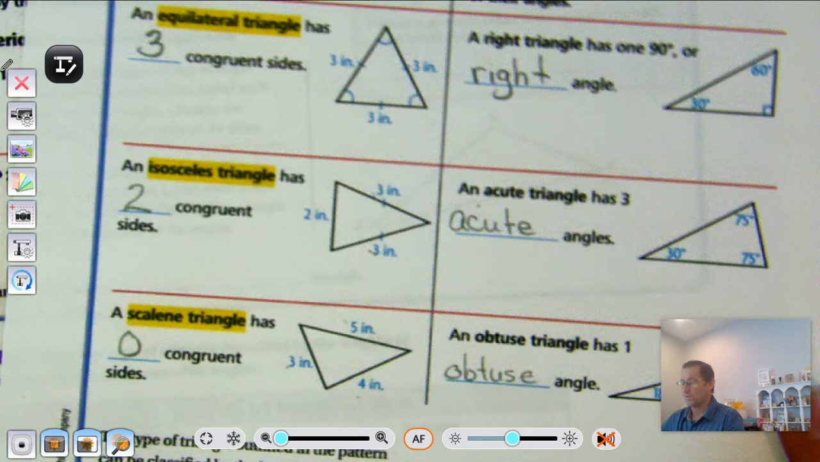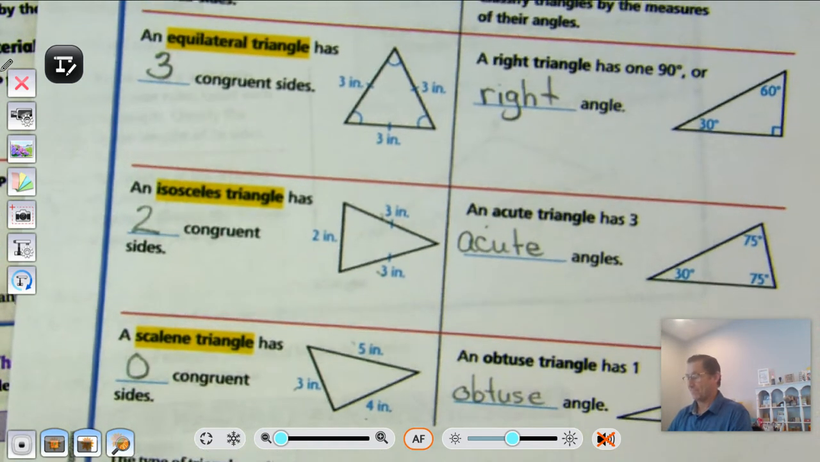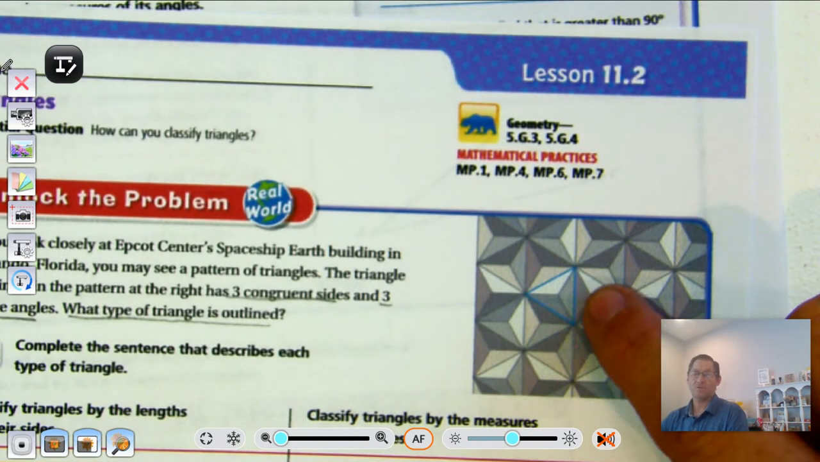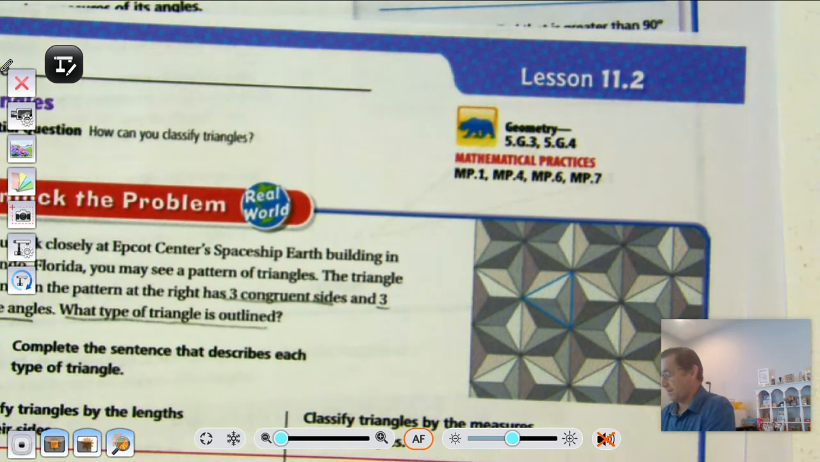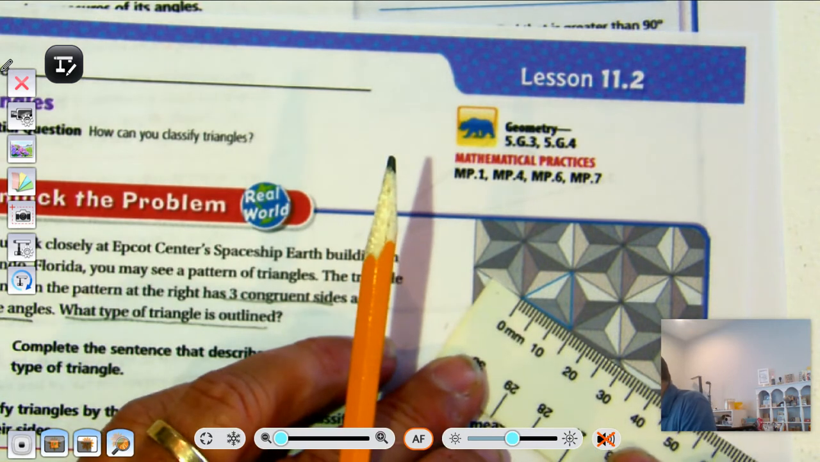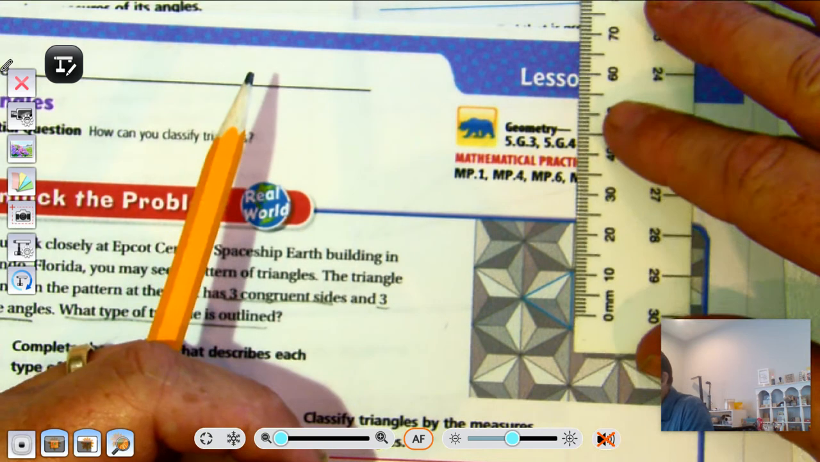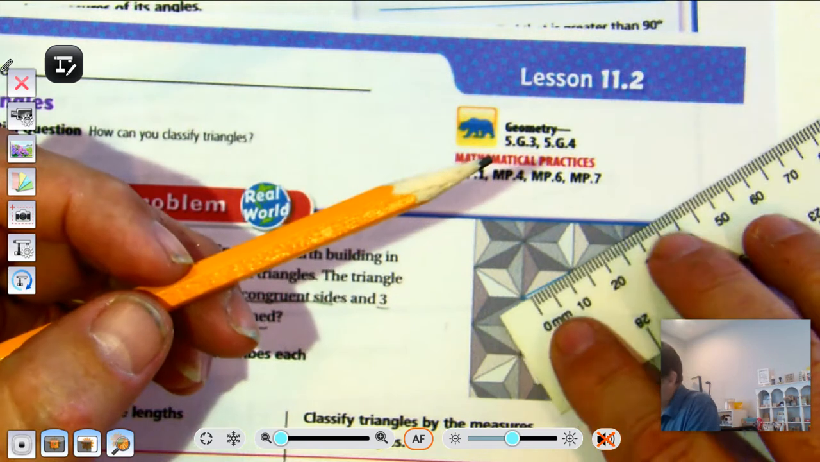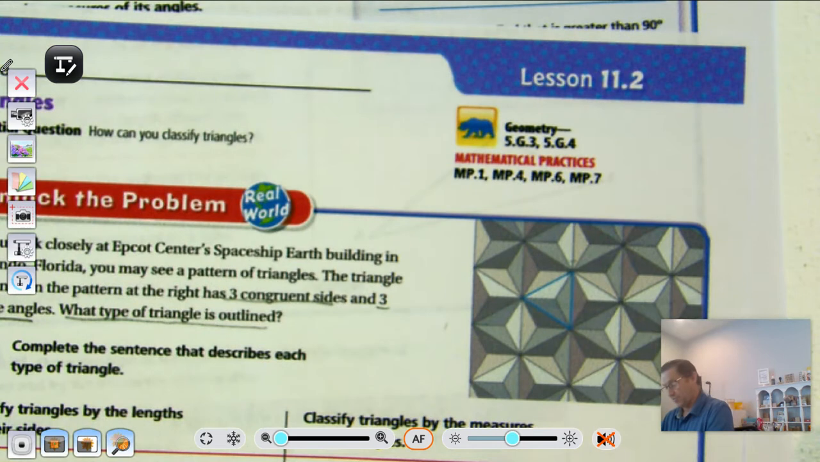So what type of triangle is outlined in the pattern? If we look at the sides, all the sides are equal, okay? And we can confirm that by measuring. So I see that it's 15 millimeters along the base, 15 millimeters along this side, and 15 millimeters along that side. So it's an equilateral triangle.